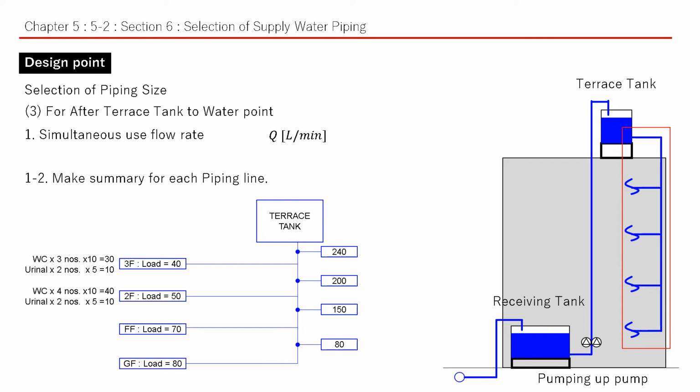Please see this diagram. For example, for third flow, we consider WC 3 numbers and urinal 2 numbers. In this case, total load unit becomes 40. For second flow, we consider WC 4 numbers and urinal 2 numbers. In this case, total load unit becomes 50. Follow the same consideration for other flows and make summary for each piping line.